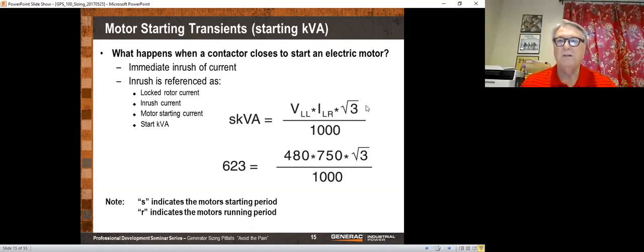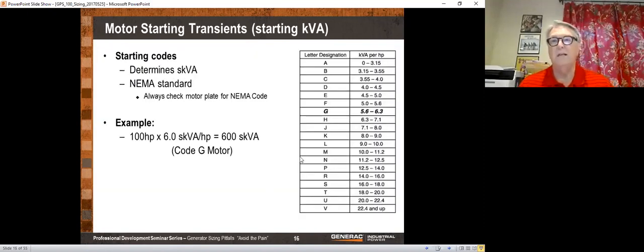Now, there is an easier way, because this is a little difficult to do in your head, right? Multiplying things by square root of 3 and 750, that's difficult. So this is an easier way to do it. We simply look at the starting codes. Starting code gives you kVA per horsepower.